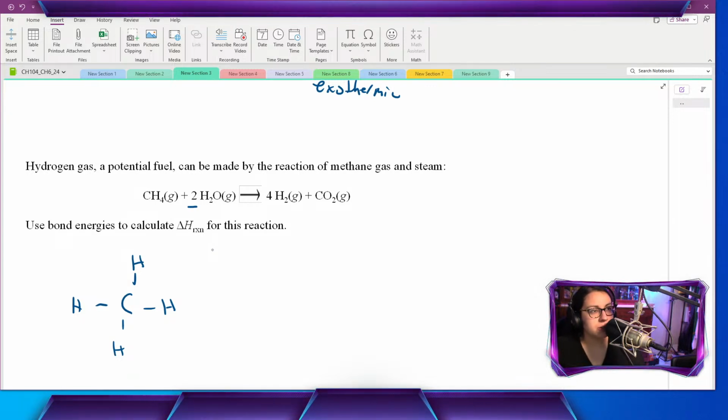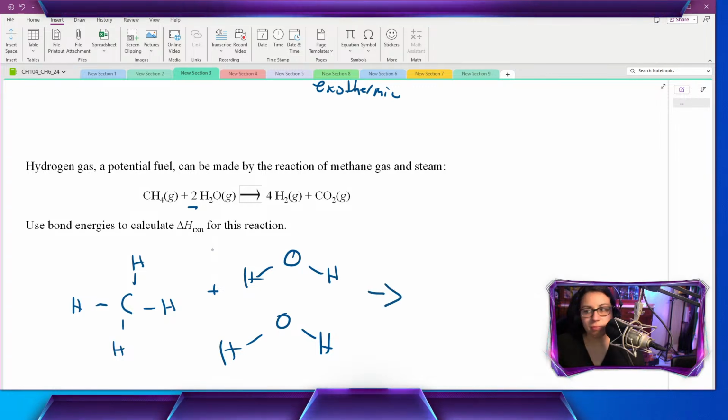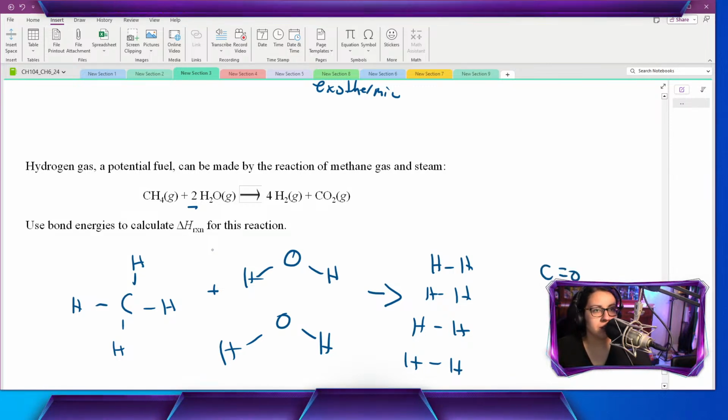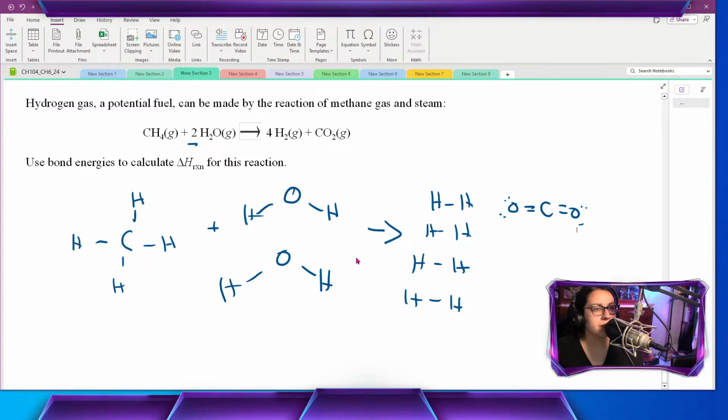And so I also had mentioned, right, draw out however many equivalents you're making or adding. So we have two equivalents of water here. So let's draw out two water molecules again so we can really see. We make 4 H2. So I'm going to draw all those out explicitly. And my CO2. All right, so now I've drawn everything.